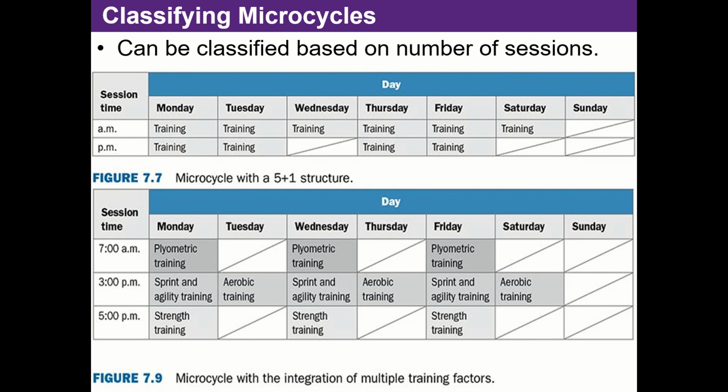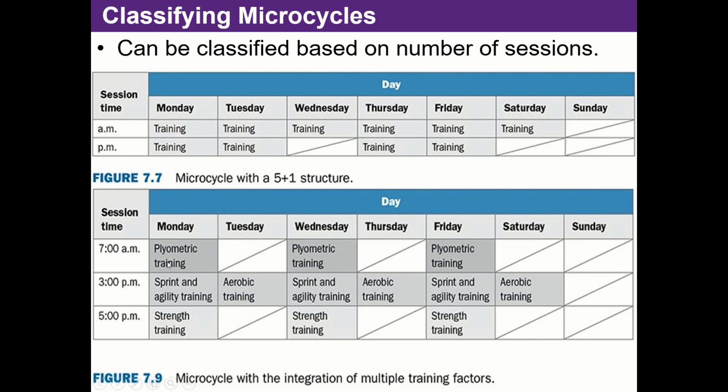So you can see here where they're doing, like on Monday, plyometric training first thing in the morning, and then they're doing their sprint training after that, and then strength training at the end. So that's that basic order we talked about with planning an individual workout, and that has been applied here to the actual microcycle.